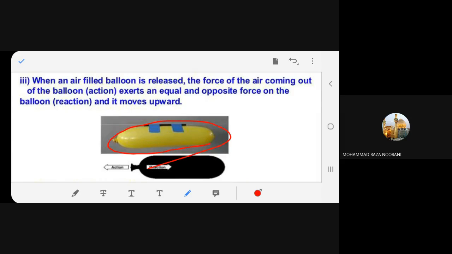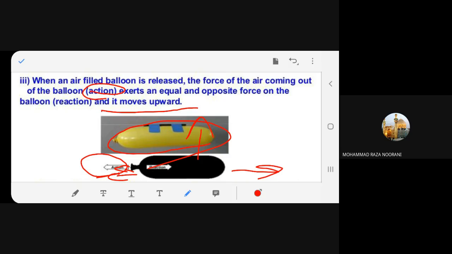I am taking the air out of it. I've opened the mouth. What happens? The force is coming out of the balloon. That becomes the action. The force with which the air is coming out of the mouth of the balloon is the action. And what is the reaction? It moves upward because it becomes light. Either it goes backward or it moves upward. Understood?